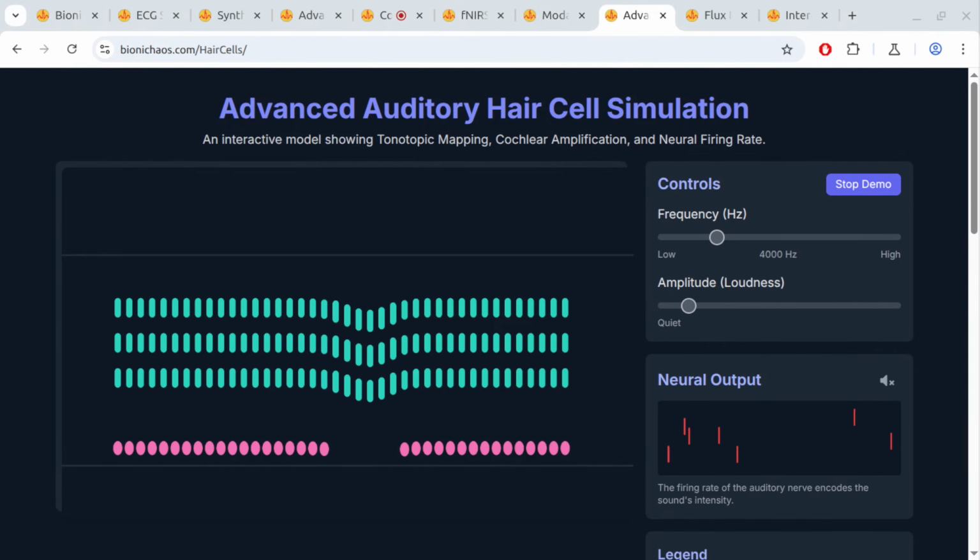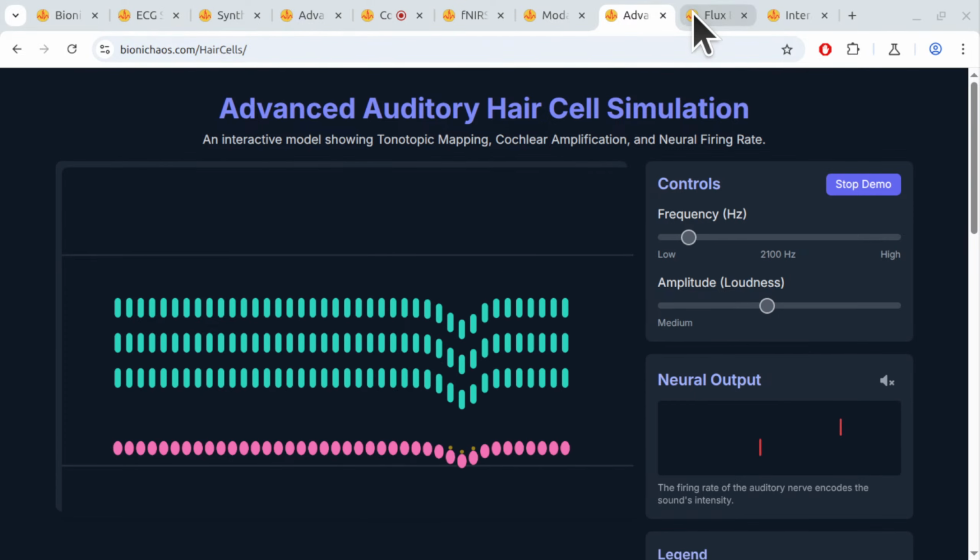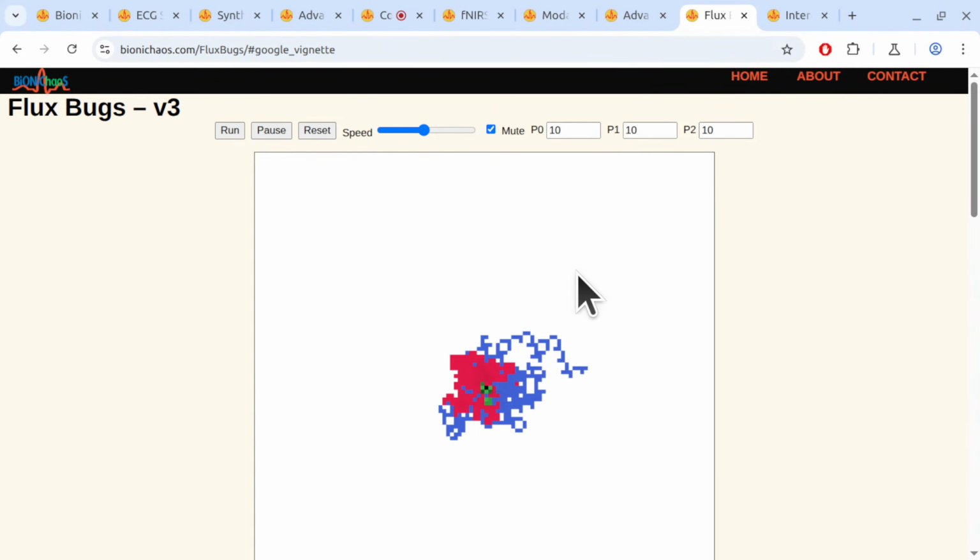Okay, it seemed to be actually better if I adjust the volume of the browser for whatever reason. It's just weird.